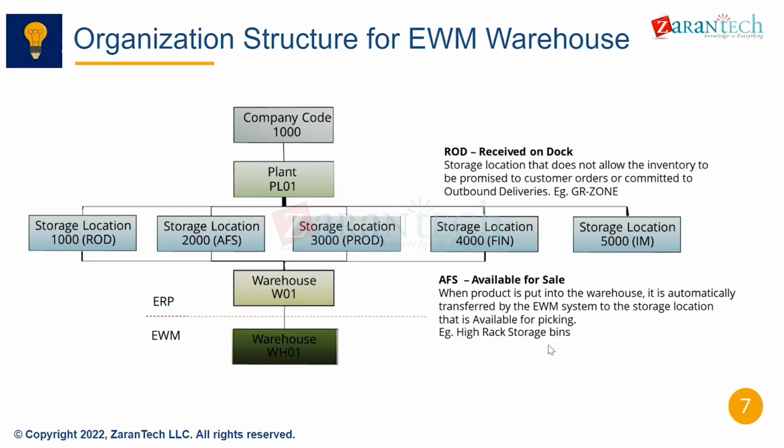Some descriptions are given, like for received on stock, which must allow you to commit to the outbound delivery. Available for sales means it is available to sales. It will allow you to commit the outbound delivery to the customer if you have the stock in the available for sale storage location. Clear?